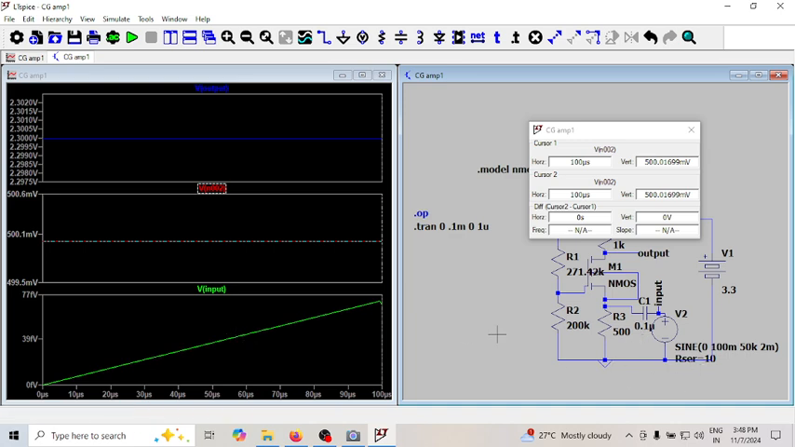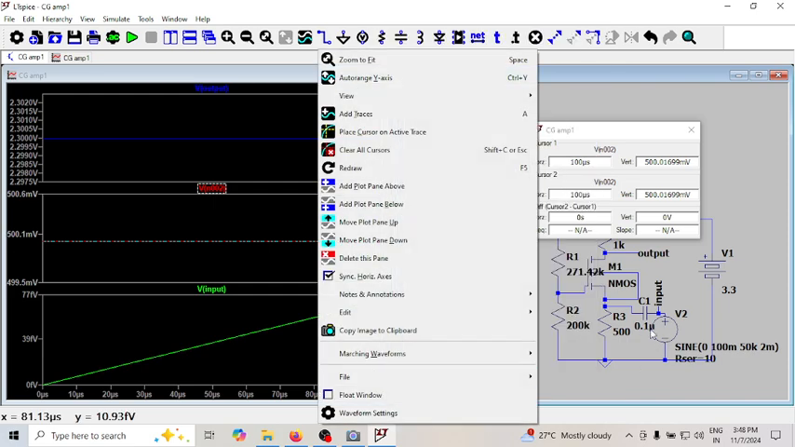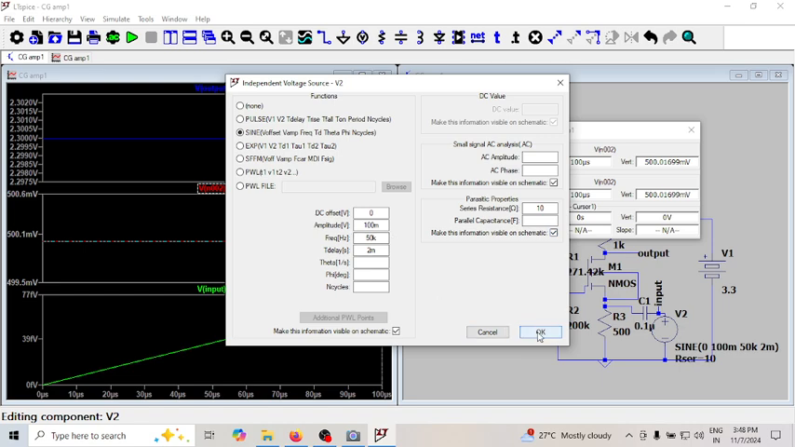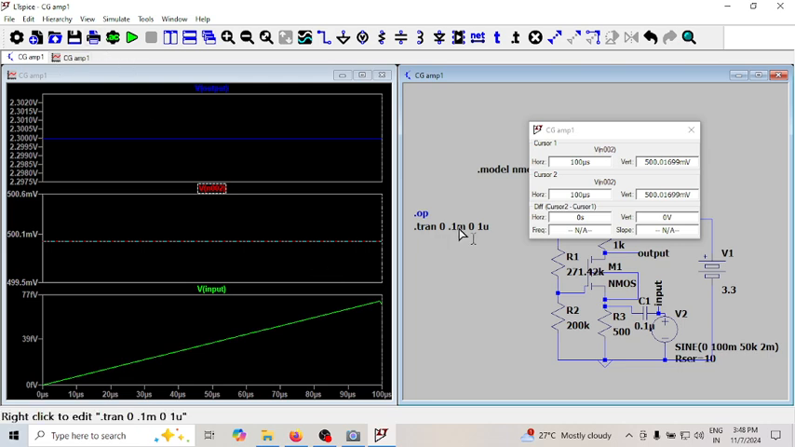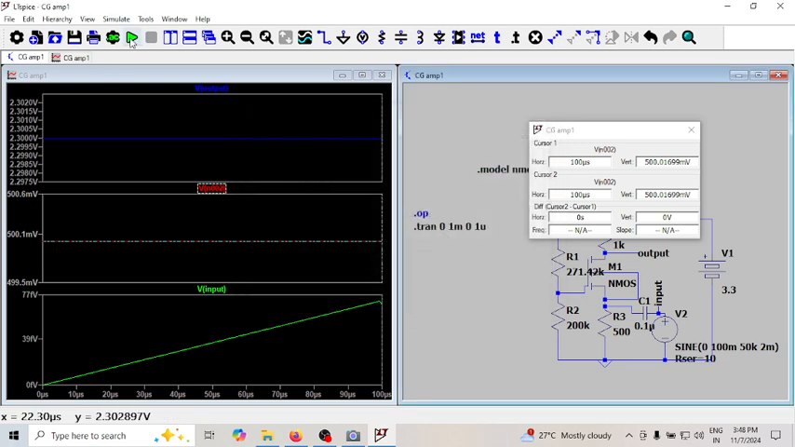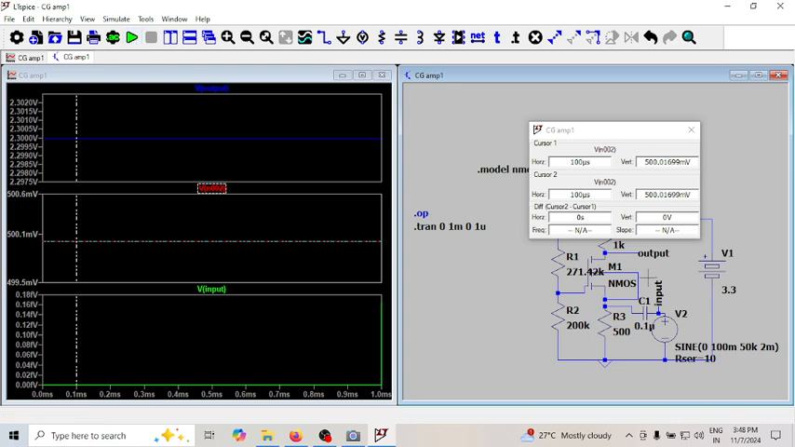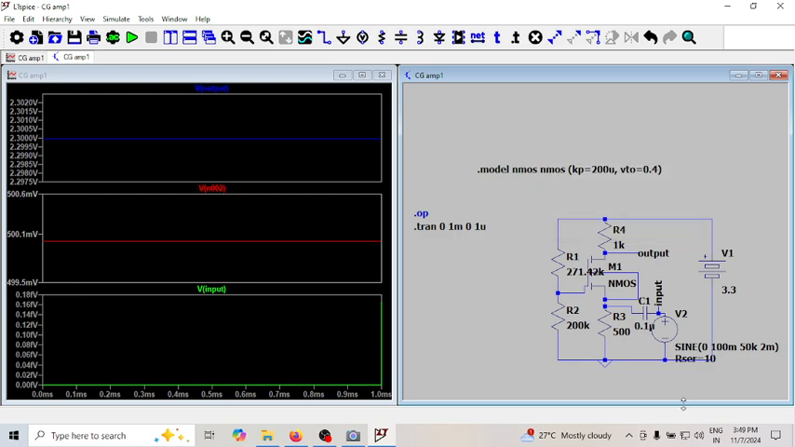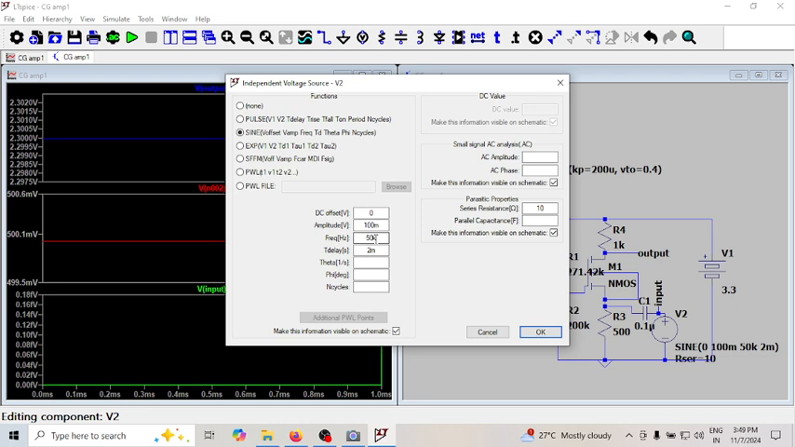Has this changed? This is changed too. Let me run it again. Let me change this time period. This is my 50 kilohertz frequency. Let me change the time. What's happening here? This is a frequency of 50 kilohertz. Oh, it's a high pass filter.